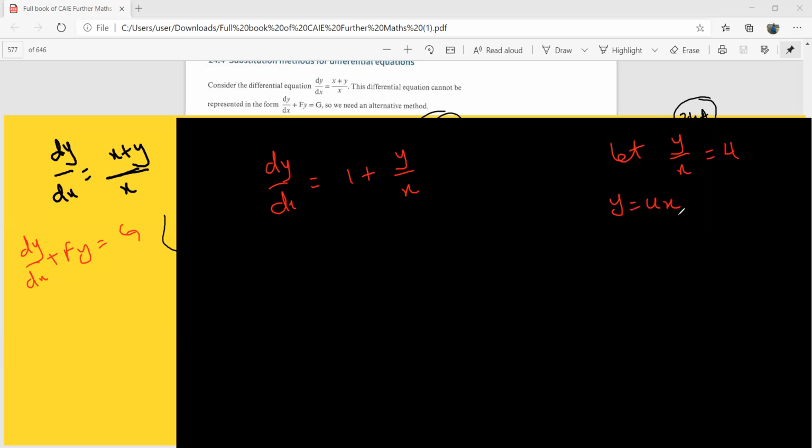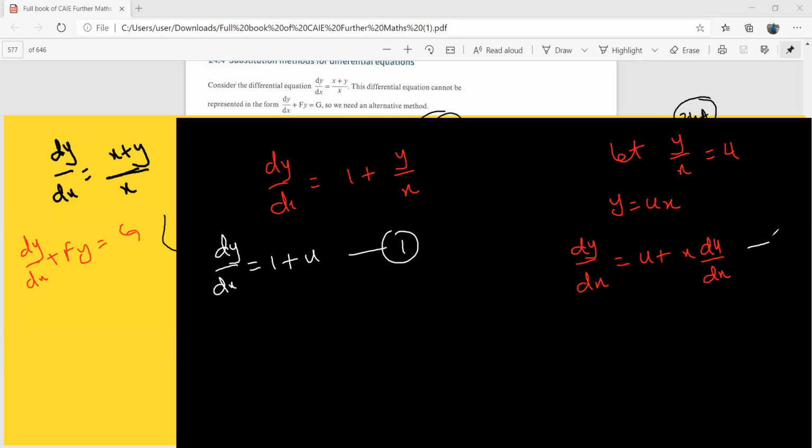There is very interesting kind of algebra going to be used here, okay? So we shall find dy by dx. This is u plus x du by dx, okay? We have this dy by dx. If you put y over x as u over here, you can get dy by dx equal to 1 plus u. So this is one relation, and this is the second relation over here, okay? So you get 1 plus u equal to u plus x du by dx, okay?